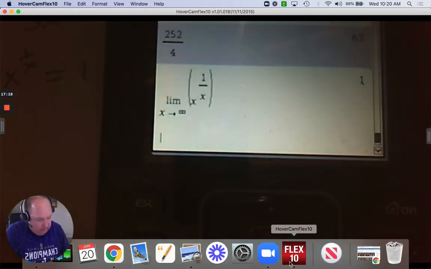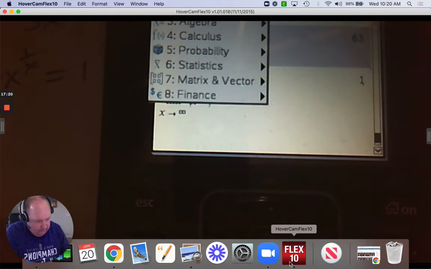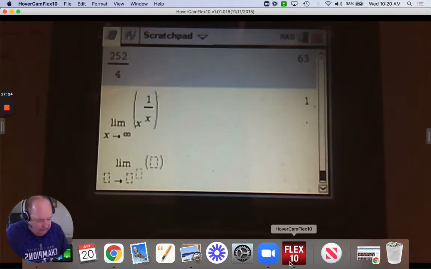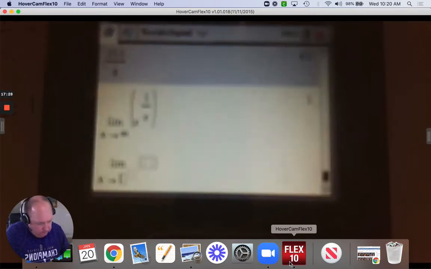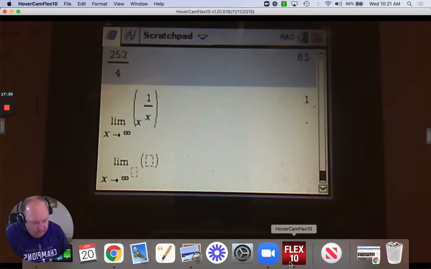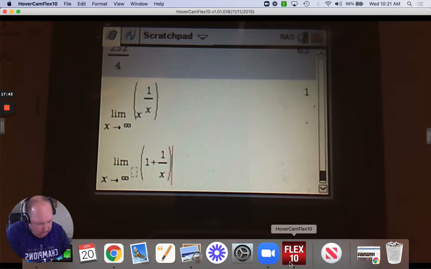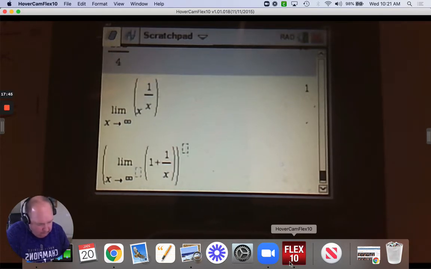So again, we're going to go to menu and calculus. We're going to go to limit. We're going to go as x approaches infinity. And we're going to leave that next box blank. And then inside the parentheses, we're going to type in 1 plus 1 over x, and then to the exponent x. Oops.